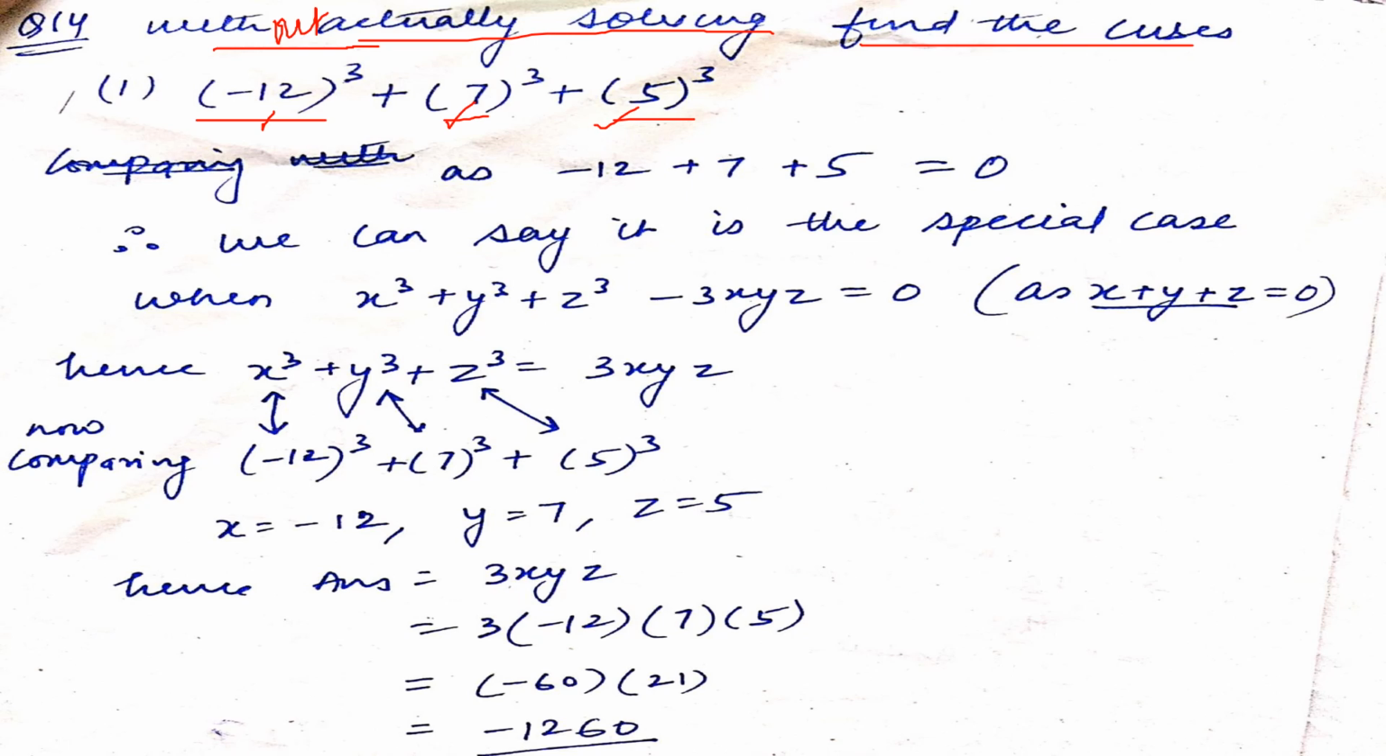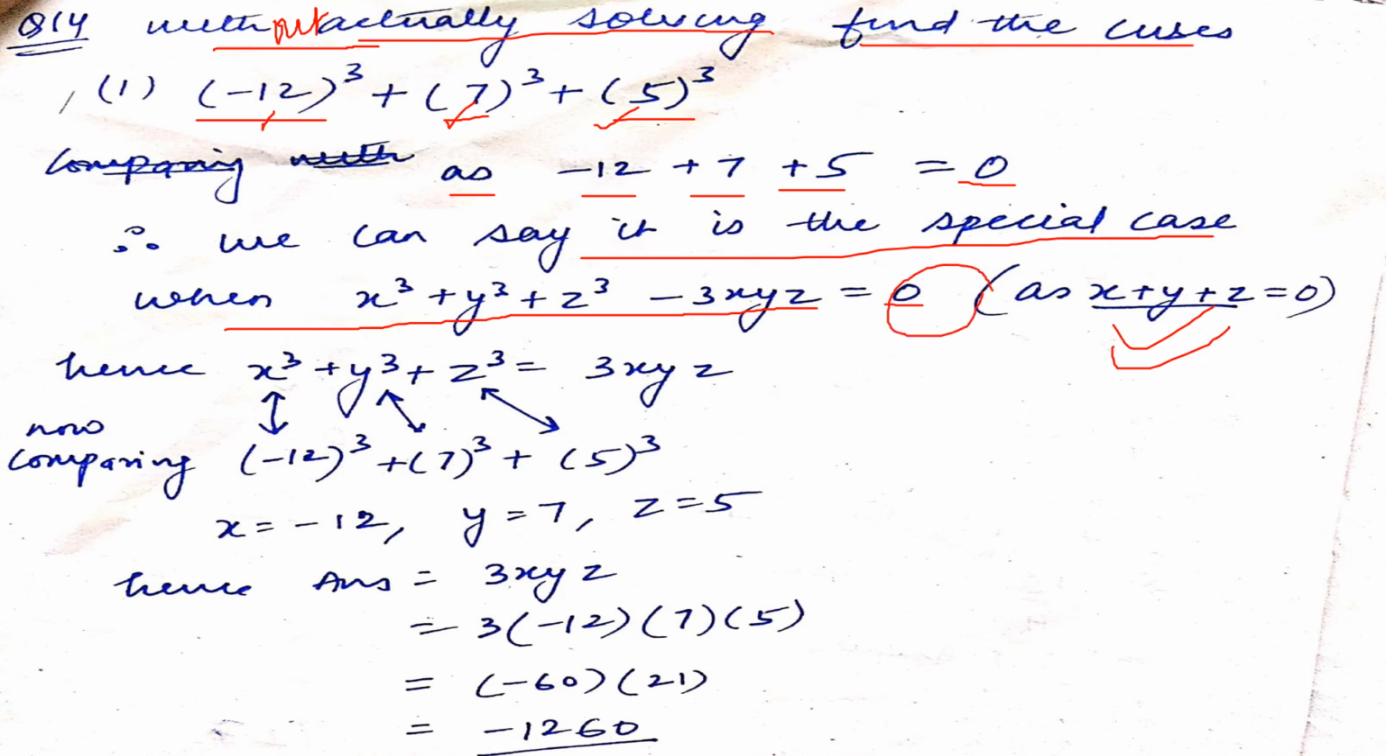Now just check what is the value of x plus y plus z. As minus 12 plus 7 plus 5 is equal to 0, we can say it is a special case, that is x cube plus y cube plus z cube minus 3xyz equal to 0, because this thing is 0, so the right hand side became 0. So the formula became this one.